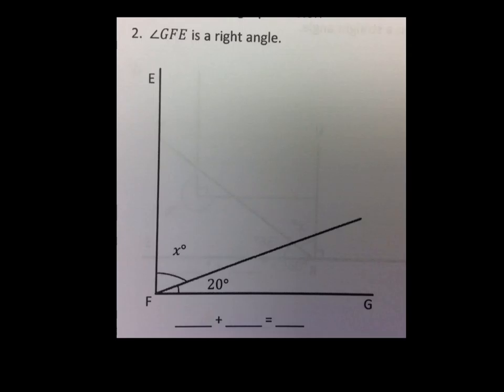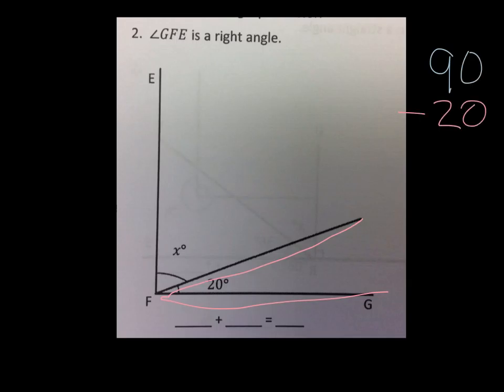Angle GFE is also a right angle. So we know that this pink part is 20 degrees, and our entire angle has to equal 90 degrees. So we take 90 degrees minus 20 degrees to get 70 degrees. So we know that 70 degrees plus 20 degrees equals 90 degrees.